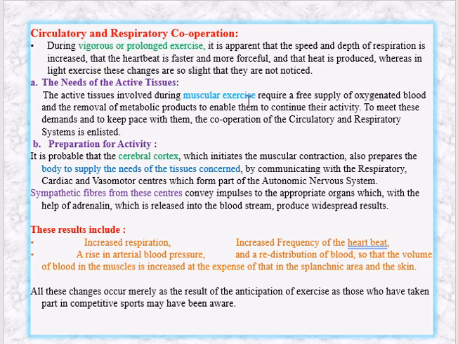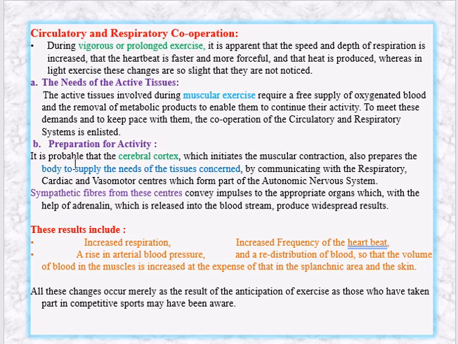The active tissues involved in muscular exercise require a free supply of oxygenated blood and removal of the waste products to enable them to continue their activity. To meet these demands and to keep pace with them, the cooperation of the circulatory and respiratory systems is enlisted.